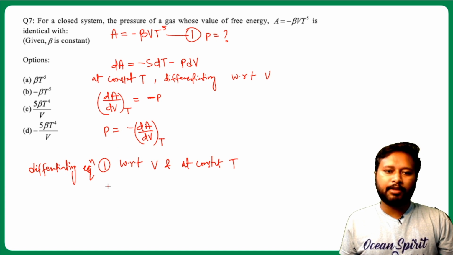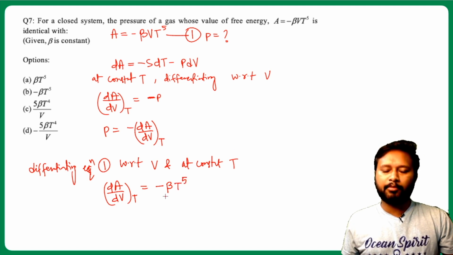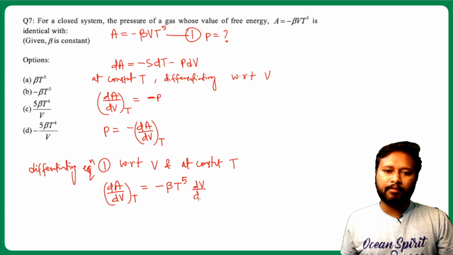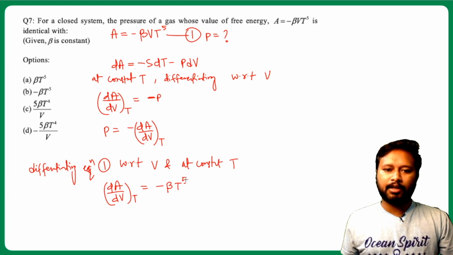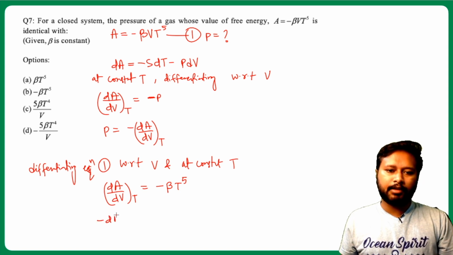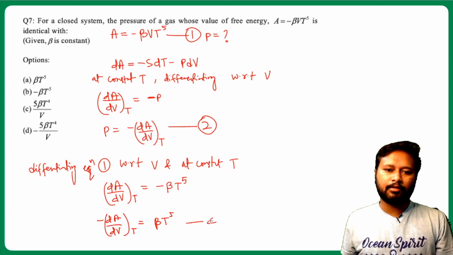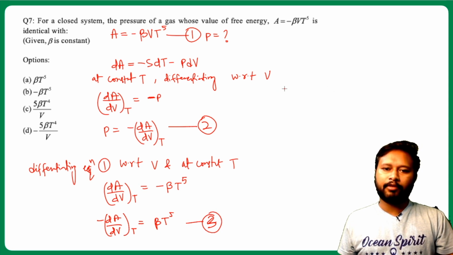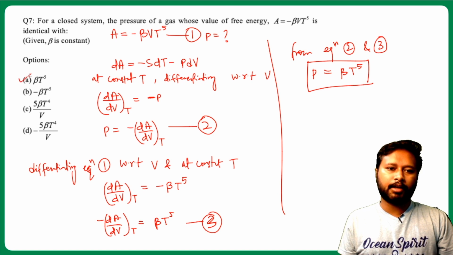So if you are doing that, dA/dV at constant T will become, beta is a constant, so it will remain as it is. T is being kept constant, so βT^5 will remain as it is. Differentiation of V will obviously become dV/dV, so we can again erase that part because that will be equal to 1. So that means dA/dV at constant T is -βT^5, or I can say -dA/dV at constant T is equal to βT^5, and that is equal to the pressure according to this. So this is equation 3 and this is equation 2. So from equation 2 and 3, we can clearly say that pressure is equal to βT^5, and that should be our correct answer, option number A.